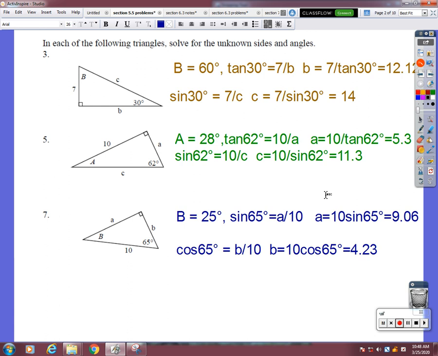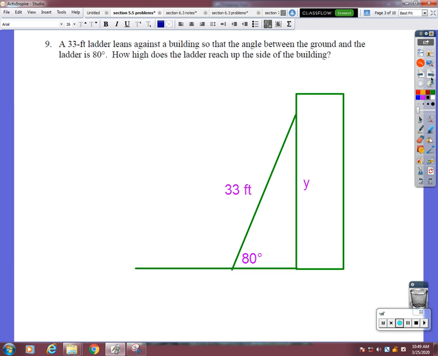And we can do a little check on this also. The hypotenuse is the longest side as expected. The side A is bigger than side B because it's across from a larger angle. So as far as we know, no reason to think that those answers are wrong.